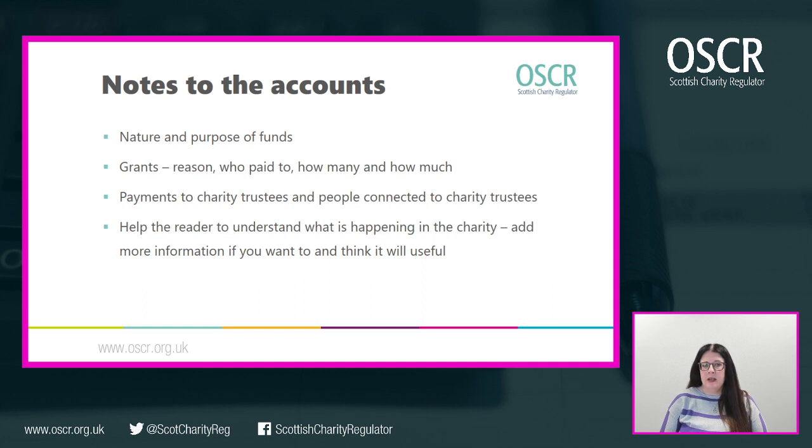Next in the notes to the accounts are payments that are made to charity trustees and people who are connected to charity trustees. So included here would be any remuneration that's been paid to a charity trustee or to a person connected to a charity trustee. People that are connected to charity trustees include family members. There's also a detailed list in our Guidance and Good Practice for Charity Trustees document that helps you to understand fully who connected people are to charity trustees. Also included in payments to charity trustees would be any expenses that have been reimbursed to a charity trustee during the year. There are separate bits on our template to help you present this information correctly.